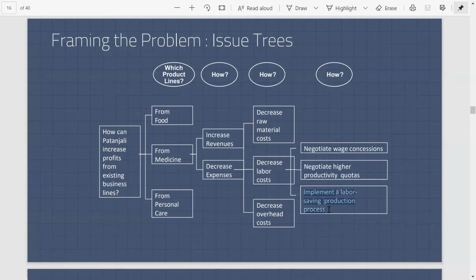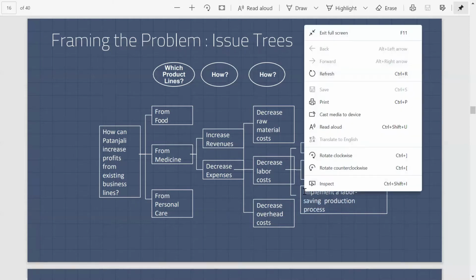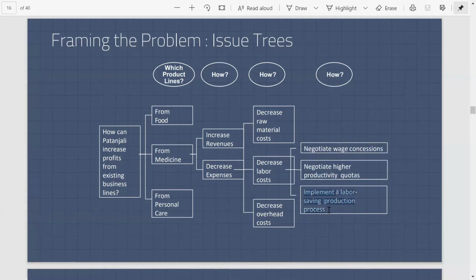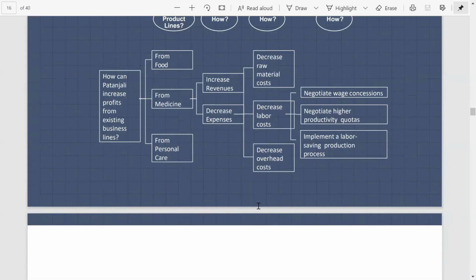Now, what will a hypothesis tree do? A hypothesis tree will go from top to down again. I reached this point, and now I have to go bottom up to say, why do I think this can help me? The hypothesis tree will ask the why question at each of the splits. Let's look at this.